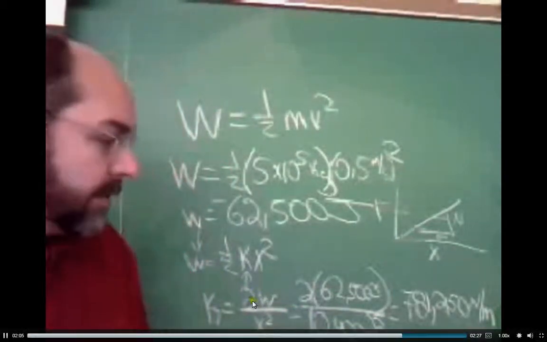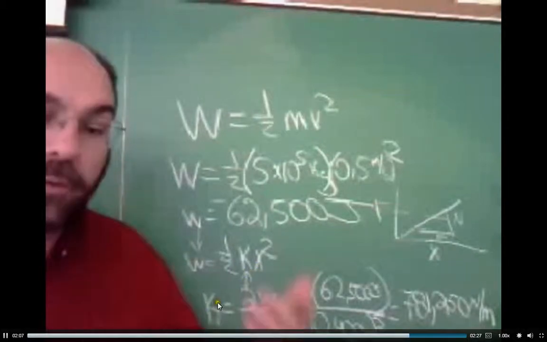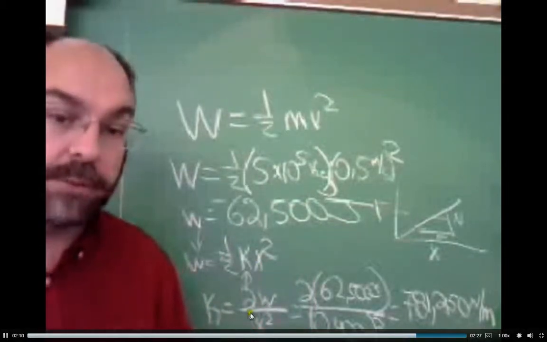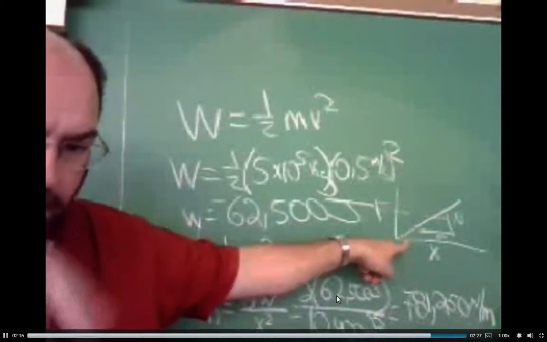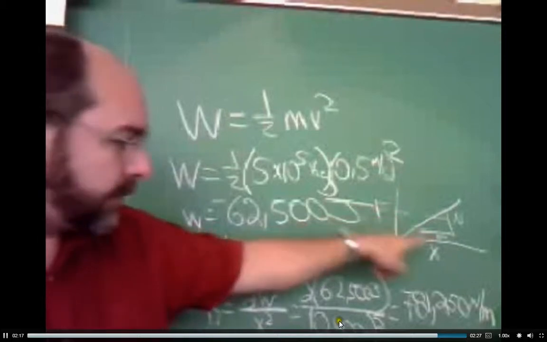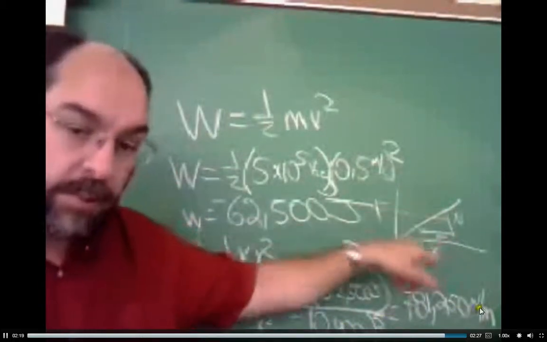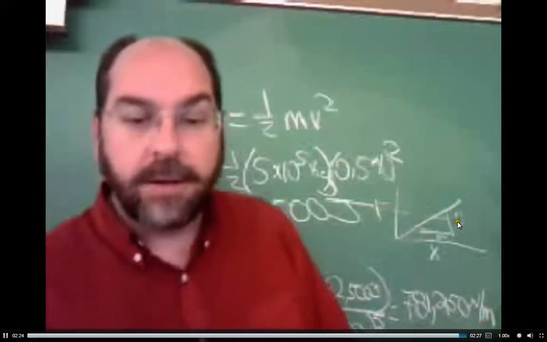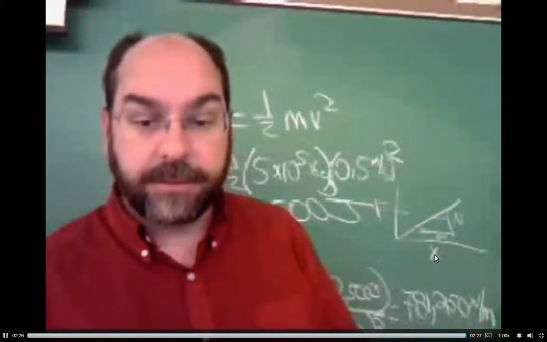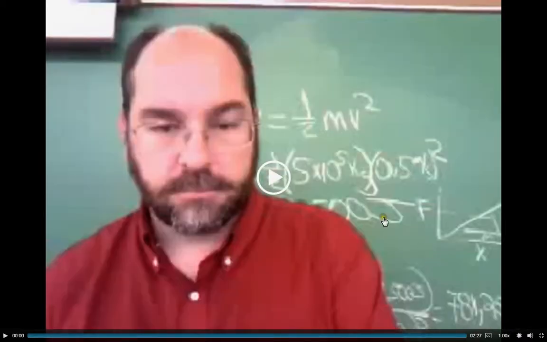So rearranging this algebraically, work equals 1/2 kx squared, k equals 2 work divided by x squared. So 2 times that 62,500 joules divided by 0.4 meters squared, and we get this huge value. The spring constant is what you would get if you did force divided by distance. So we have an explanation for where the spring constant comes from, but rather than do that, we just figured out what the spring constant is in this case.